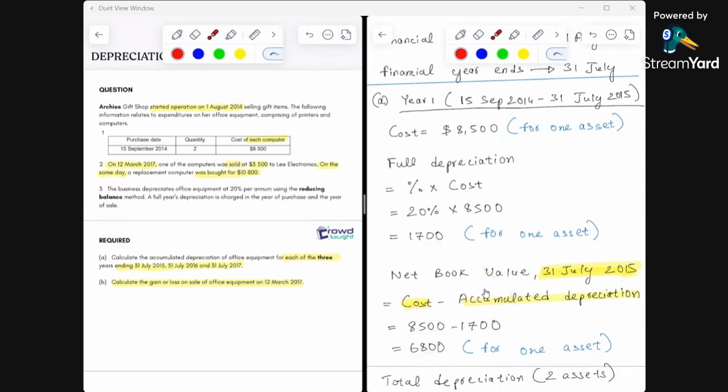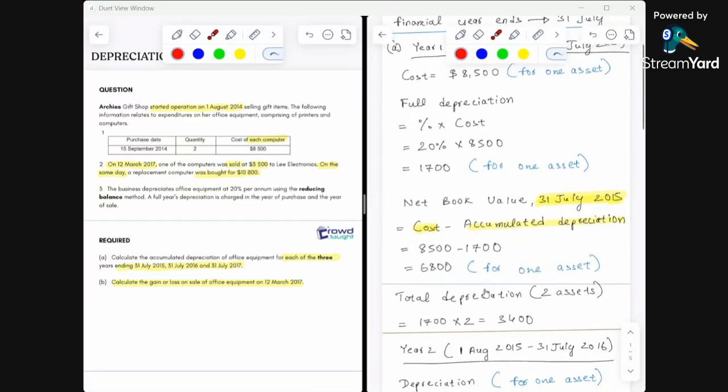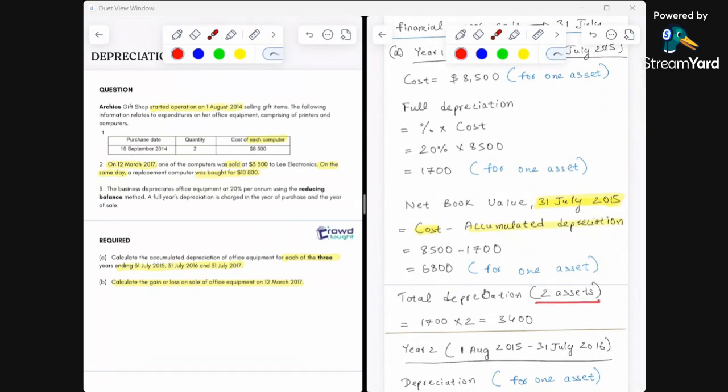Now, as I've mentioned before, we can easily find the total amounts for both the assets combined because they have the same depreciation method, same depreciation policy, and also the same cost and also the same purchase date. All right. So the total depreciation for two assets or two computers, which have the same cost of 8,500, would be basically $1,700 for one of these assets multiplied by two, which would be $3,400. So this is the accumulated depreciation for office equipment for the first year ending 31 July 2015.